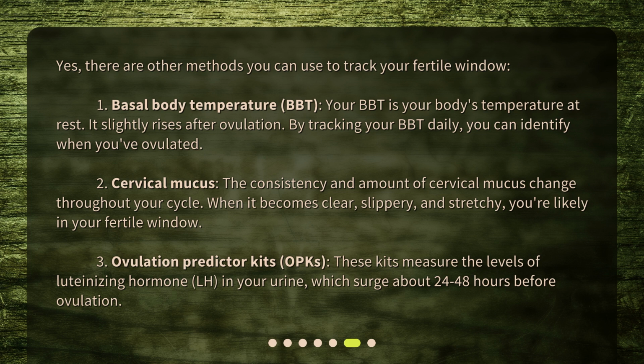2. Cervical mucus. The consistency and amount of cervical mucus change throughout your cycle. When it becomes clear, slippery, and stretchy, you're likely in your fertile window. 3. Ovulation predictor kits, OPKs. These kits measure the levels of luteinizing hormone, LH, in your urine, which surge about 24 to 48 hours before ovulation.